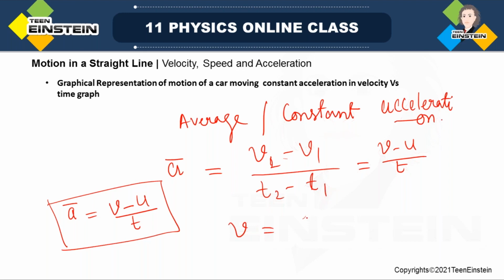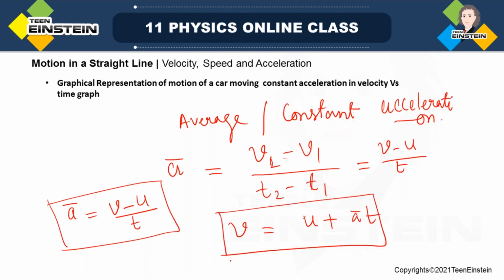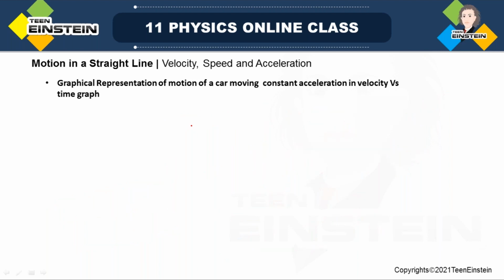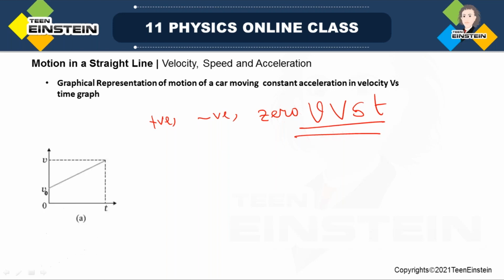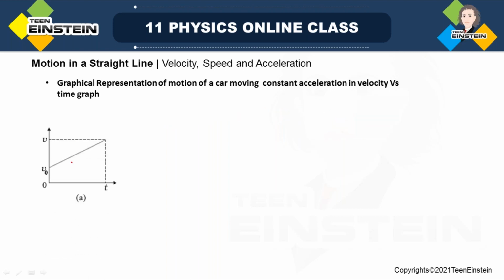So how to do that? You'll get it as u plus average acceleration or constant acceleration into t. With this expression you can find out. Okay, anyway, what we are trying to understand now is the various types of acceleration, like positive acceleration, negative acceleration, zero acceleration, in the velocity versus time curve. Okay, let us see.